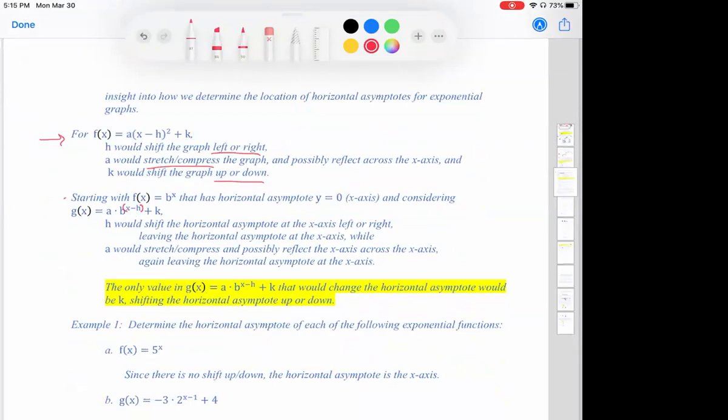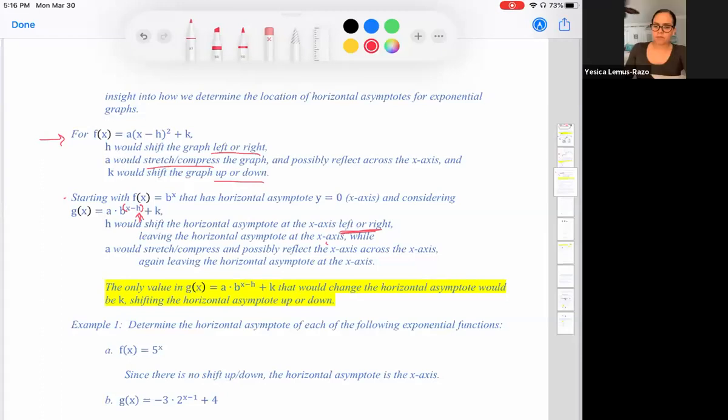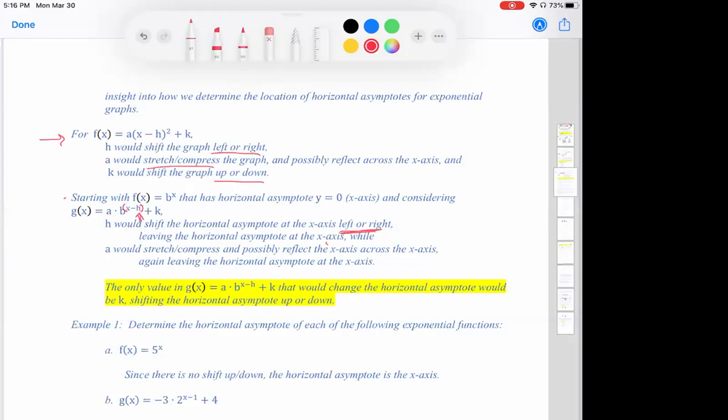Starting with f of x equals b to the x power, that has the horizontal asymptote at y equals 0. So the parent graph has the horizontal asymptote at 0. And we're considering these possible shifts. H would shift the graph to the left or right, so this h that's right here. And k would shift the graph. A would stretch or compress and possibly reflect the graph across the x-axis, again leaving the horizontal asymptote the same.